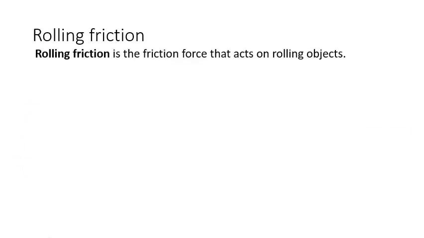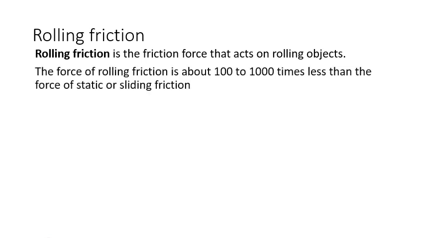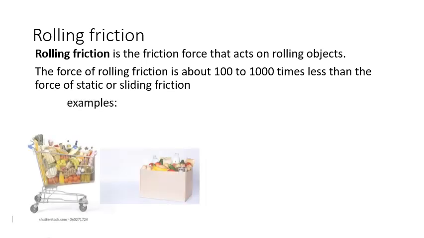Rolling friction. Well, rolling friction is the friction force that acts on rolling objects. So you might think of something like a ball. The force of rolling friction is 100 to 1,000 times less than the force of static friction. So rolling friction is very weak. That's why if you were going to go get groceries, you would put them in a cart. The grocery store doesn't give you boxes and say, hey, put your groceries in a box and now push that around the floor, because that would be tough.